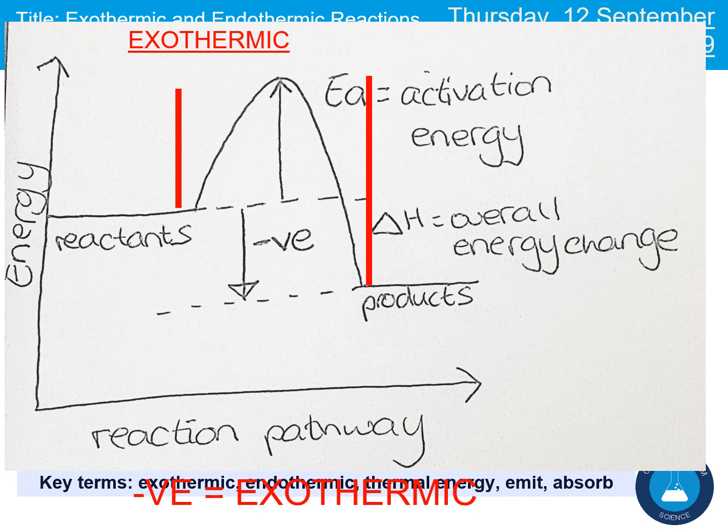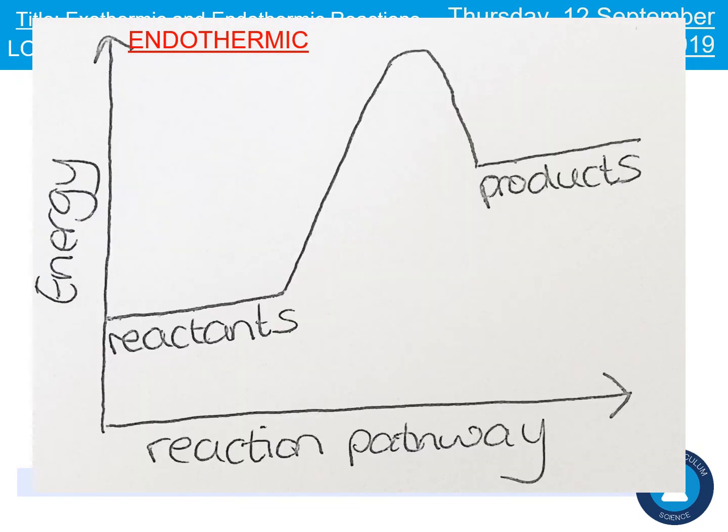For higher tier students and students in set A, B and C, we need to know why this happens. And we know that this is an exothermic reaction because more energy has been released when making or forming new bonds than has been absorbed by the reactants when breaking old bonds. We can do the same for an endothermic reaction.